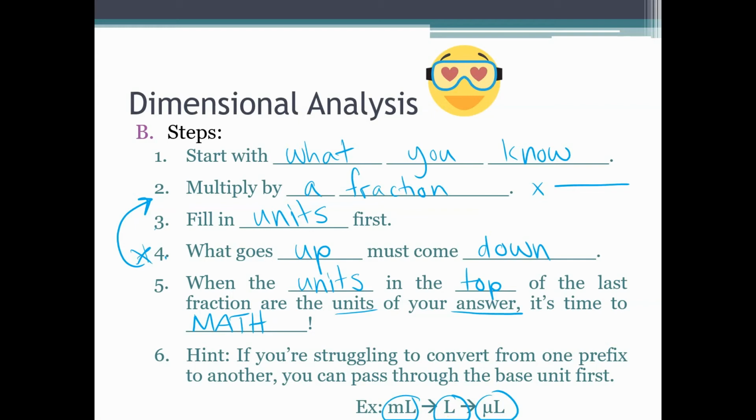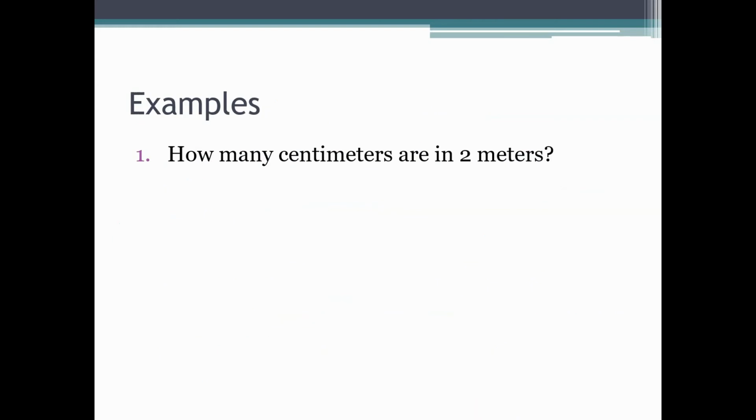All right, 5 steps. Start with what you know, multiply by a fraction, fill in your units, what goes up must come down, and when the units in top are correct, it's time to math. And honestly, 1, 2, and 4 are the big 3 steps. If you can get those 3, the rest will kind of fall into place. Let's see it in action.